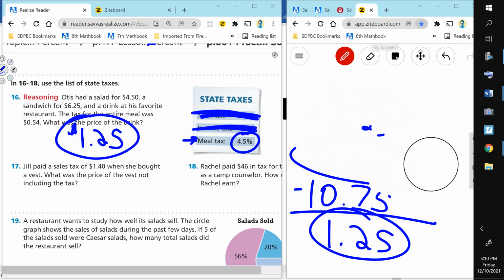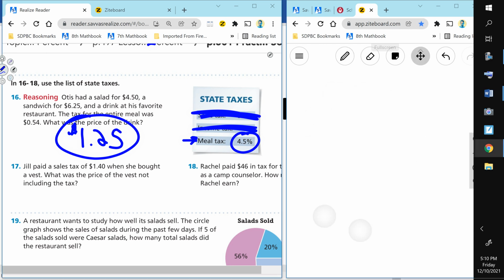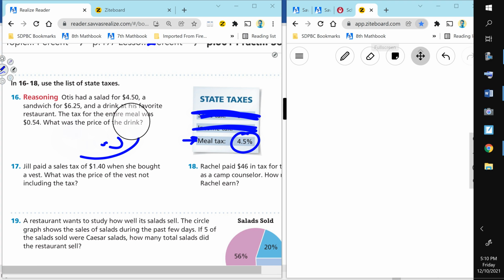Okay. You can pause this if you need to take a break. I wish I could, but I got to keep going. Jill paid a sales tax. Let's look at sales tax. Oh, there it is. We're looking at this now.